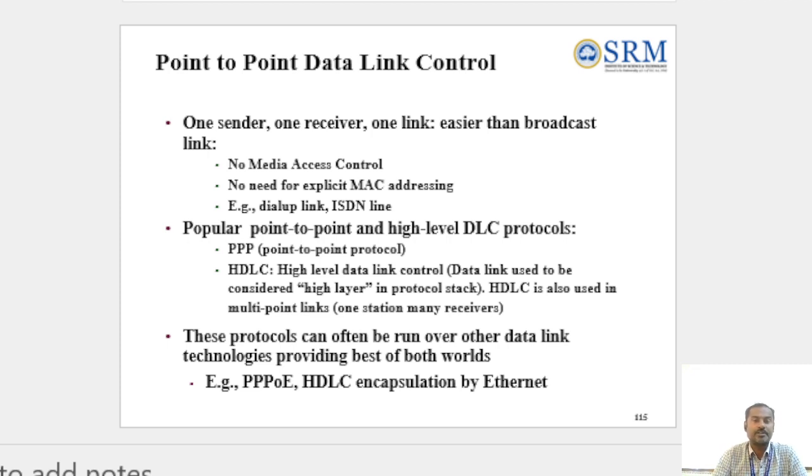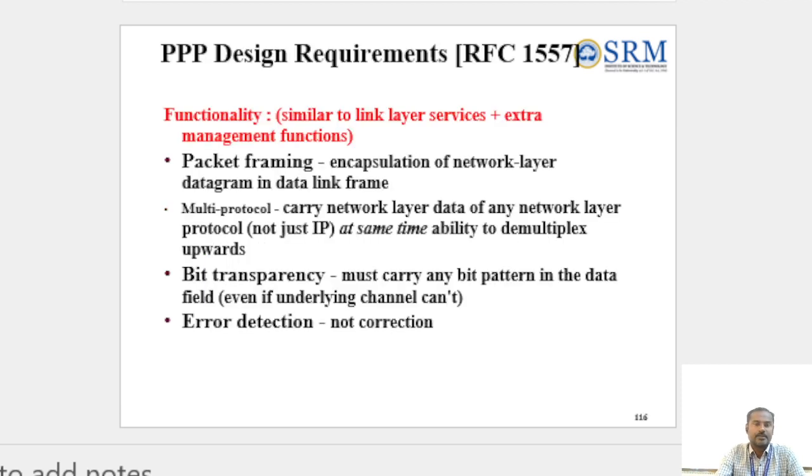Then popular point-to-point and high-level data link control protocols are PPP, which is point-to-point protocol, and HDLC, which is high-level data link control. These protocols are often run over other data link technologies, providing the best of both worlds. For example, PPPoE, and HDLC encapsulation by Ethernet. Then what are the requirements of PPP? So we have to see what the functionalities are and how PPP will function.